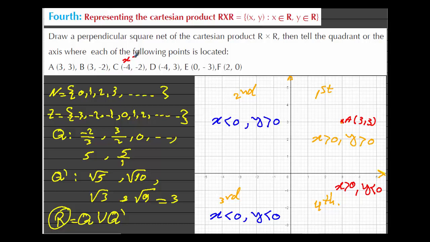Here, x is less than 0 and y also is less than 0. So the point C lies in the third quadrant. What about D? Negative 4 and 3. It lies in second quadrant. Here, 0 and negative 3. You can say it lies on the negative part of y-axis. Okay? 2 and 0. Here, the point F, 2 and 0, lies in x-axis, the positive part of x-axis.